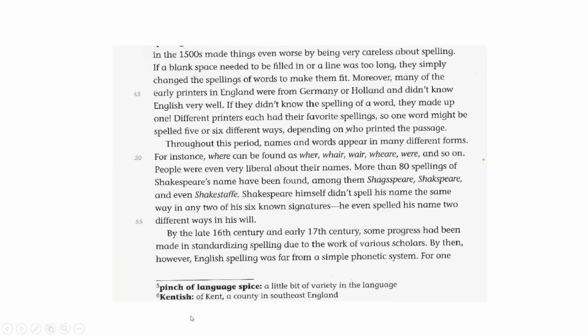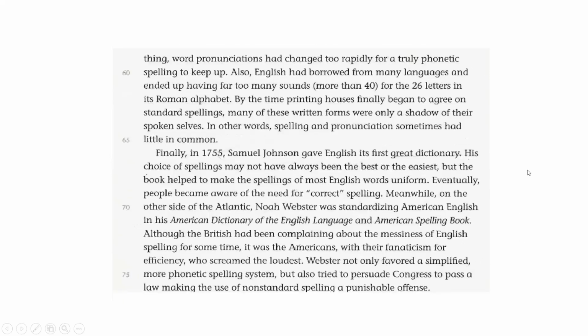And I mentioned Kent. Kent is a county in Southeast England. It's also a city in Seattle, Washington. I used to go to Kent quite frequently. For one thing, word pronunciations had changed too rapidly or too quickly for a truly phonetic spelling to keep up. So when things are changing constantly, it's like the price of computers, you can't keep up.